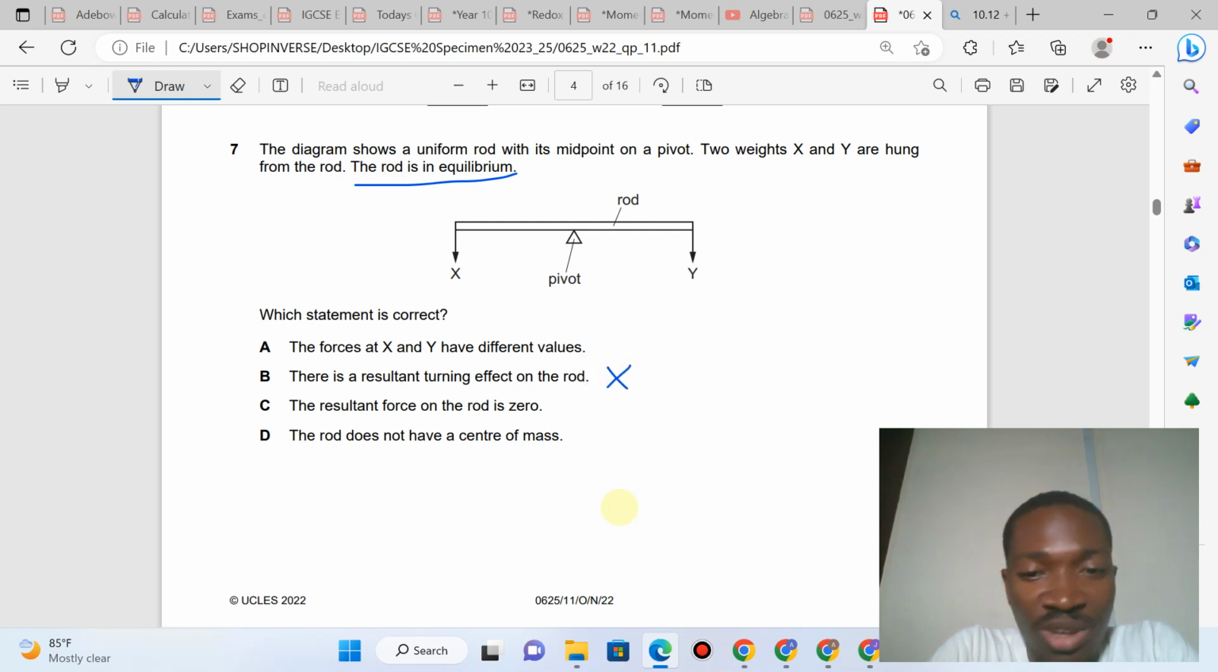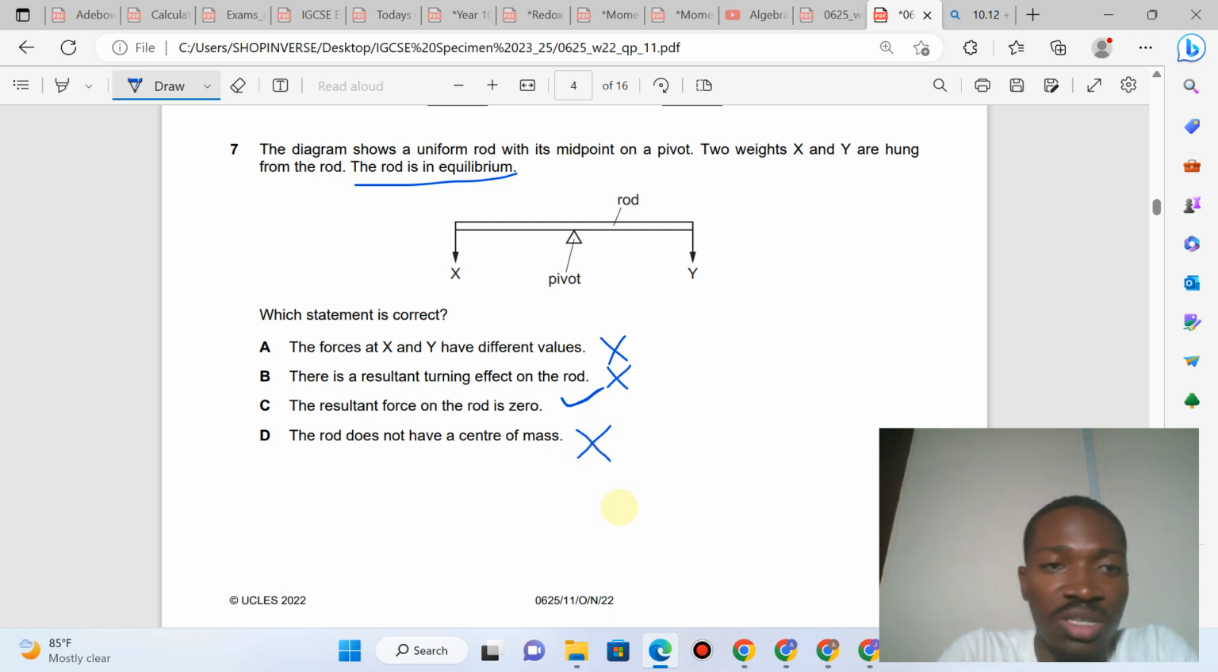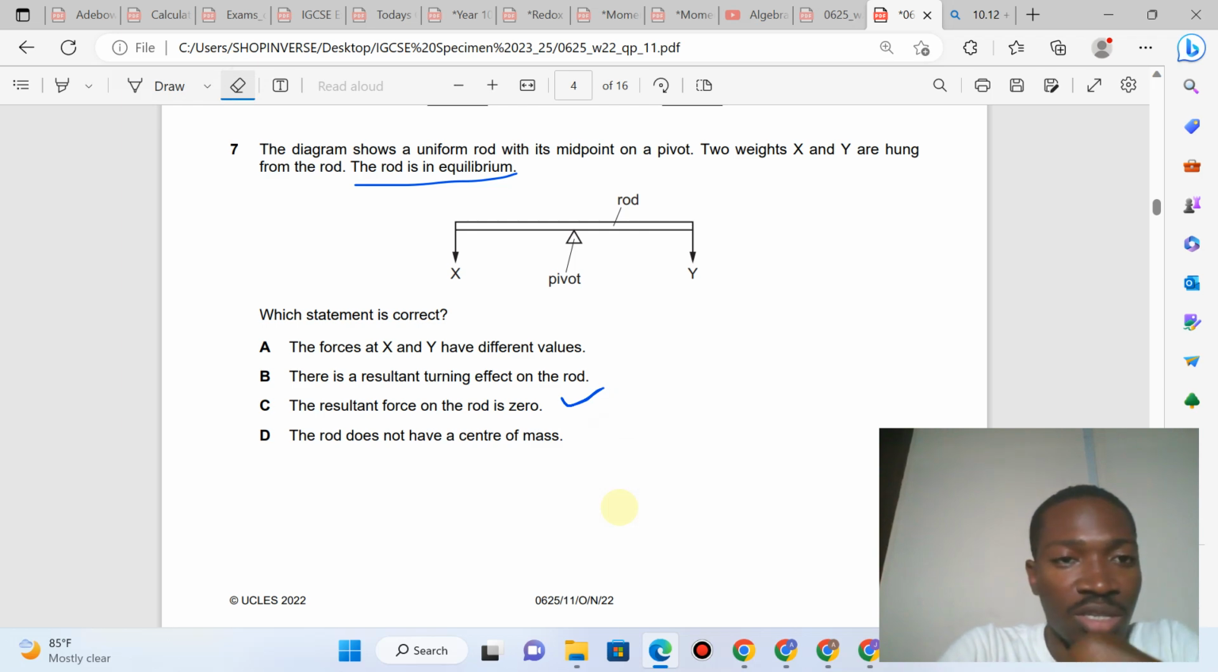This means the rod is not even in equilibrium at all. Option C, the resultant force on the rod is 0. This is a necessary condition for something to be in equilibrium. Option B, the rod does not have a center of mass. No, of course the rod will have a center of mass. So option C is the correct answer to question 7. So we shade option C.